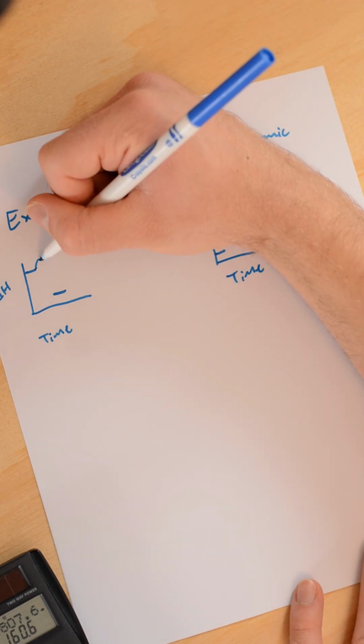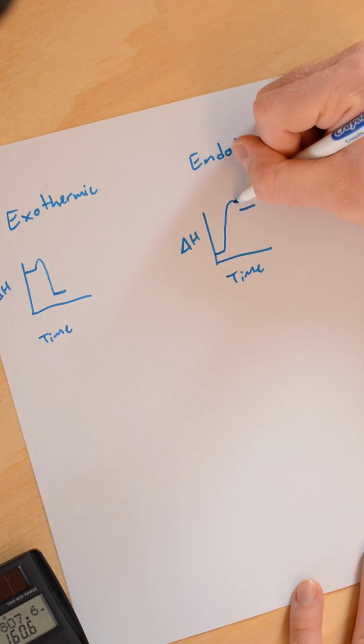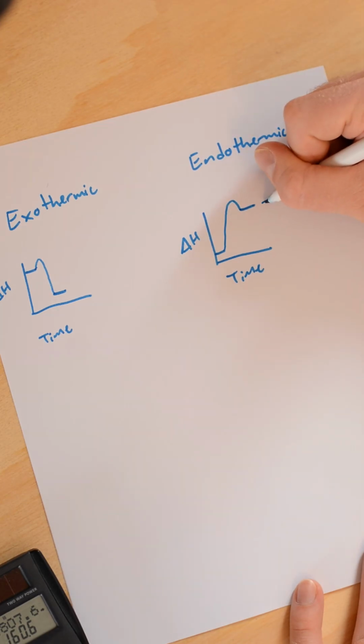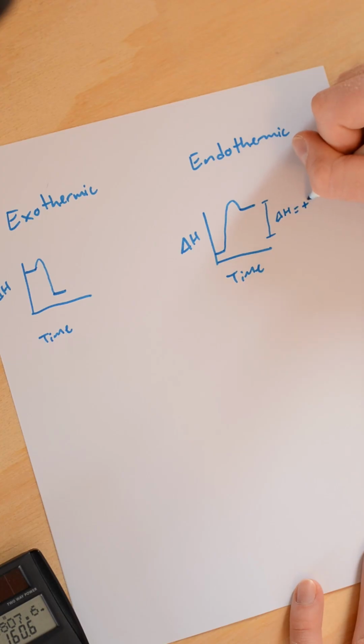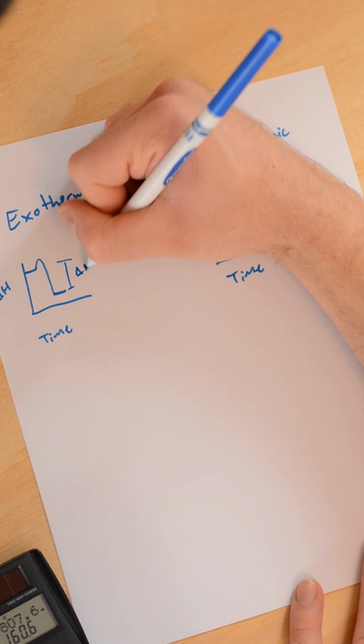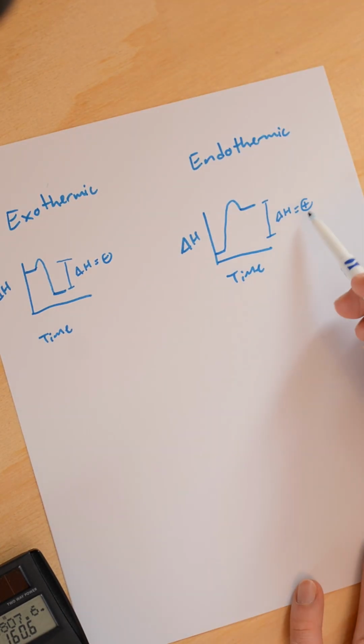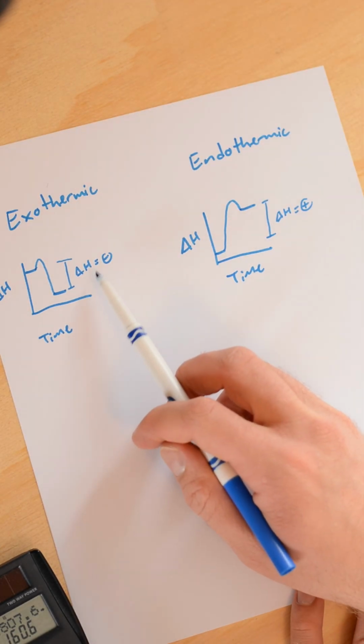Normally you'll see these diagrams drawn like this. And we'll say, well, what does that mean, right? So this is still the difference. This is still delta H and it's still positive if it's endothermic. This is still delta H and it's still negative if it's exothermic. So endothermic positive delta H, exothermic negative delta H.